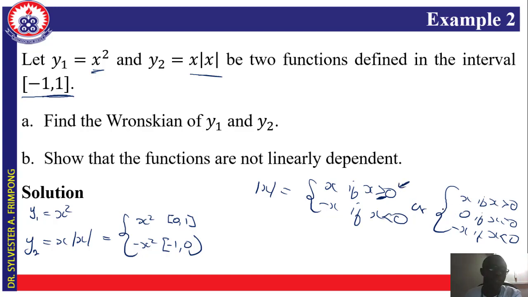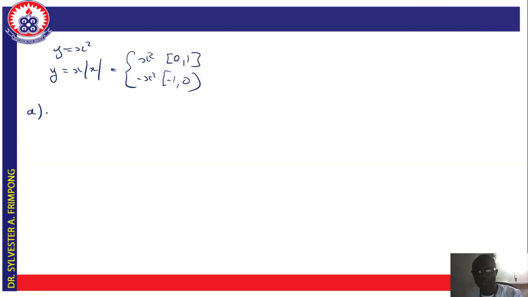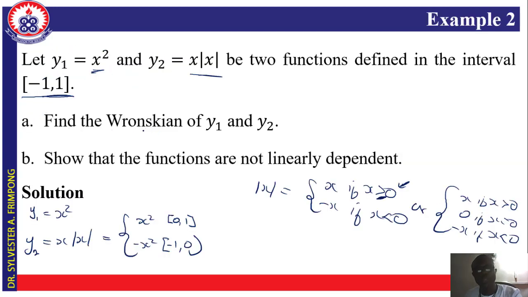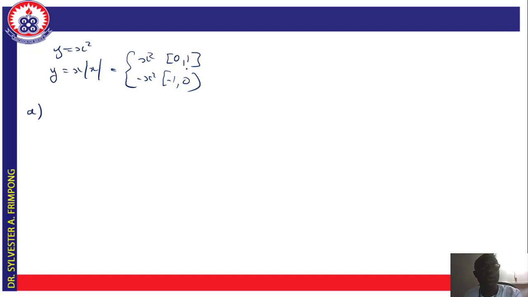This one, they are separated. So this is the definition of these two functions. Now the first question is asking you to compute a Wronskian. And for that matter, because this one works on different intervals, we need to compute the Wronskians on different intervals.